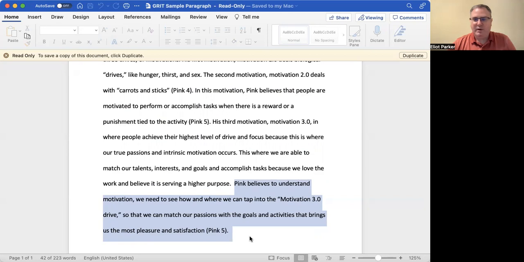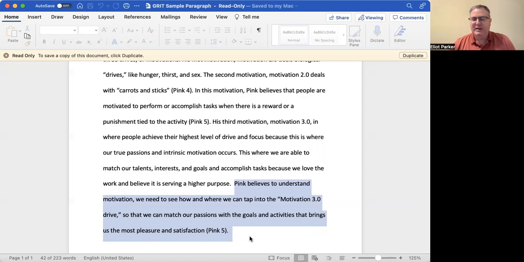And so one of the things that I did here, how I structured this paragraph, was I had my topic sentence, I connected it back to what Dweck and Duckworth are acknowledging, that I'm taking Pink's perspective and connecting it back to some of what Dweck and Duckworth talked about with their perspectives on grit in the previous 2 paragraphs. Now I'm explaining what Pink's thesis is, and that we have these motivations, and that these motivations are what help us maintain grit, because motivation 1.0 is your biological drive.